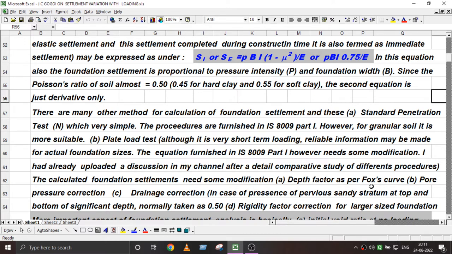Drainage factor, pore pressure correction. Because some soil is very weak, the pore pressure correction factor will be much higher. For very soft soil it will be 1.2, and for very hard soil, that is pre-consolidated, over-consolidated soil, then it shall be 0.2 to 0.5, like that. There are a lot of conditions. Accordingly, the pore pressure correction is necessary.